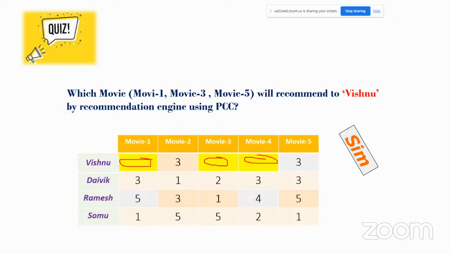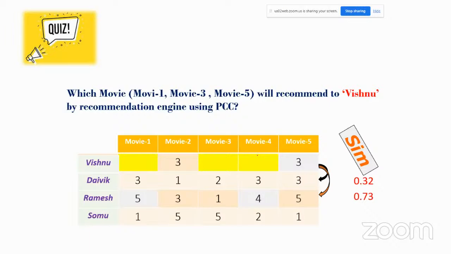Now our objective is to find the rating prediction, followed by which movies we are going to recommend to Vishnu. By using the PCC, Pearson correlation coefficient measure, first I will give the solution here. Now we have to calculate the PCC, that is called Pearson correlation coefficient. So Vishnu to Daivik, after calculation, the PCC value is 0.32, that means 32% similarity is there. And Vishnu to Ramesh, 73% similarity is there, 0.73.